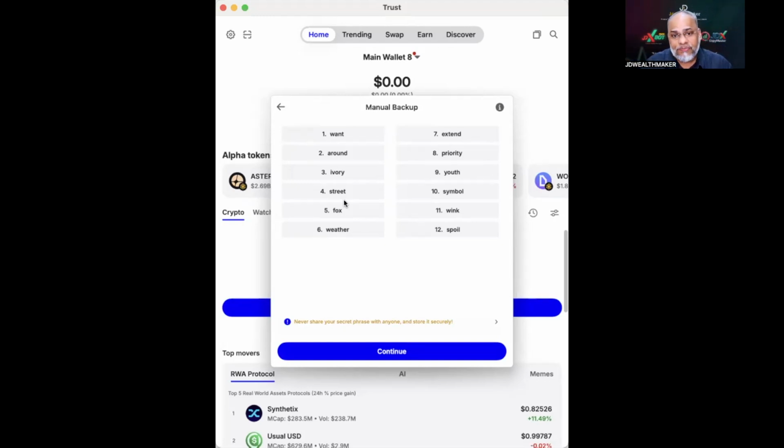All right. So what you need to do is the manual backup. Once you have done the manual backup, make sure you keep this. Then you can do whatever you want with the wallet. You don't have to really worry, because if you lose your device, you can recover it back.